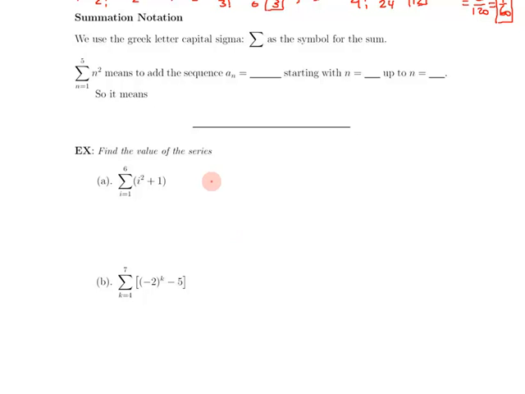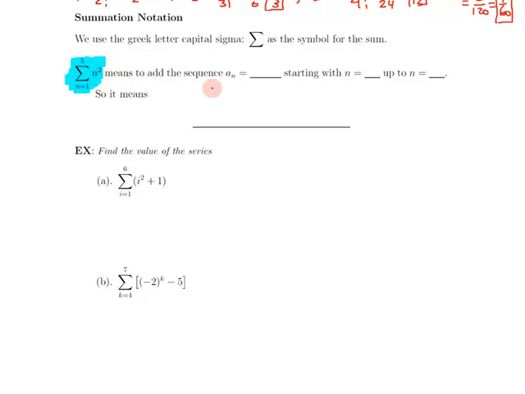Now we're ready to start talking about summations, which will lead us to the definition of what's called a series. We use the Greek letter capital sigma, which looks like a giant E, as the symbol for the sum. So if I were to write this expression right here, notice I've got the Greek letter sigma, with n equals 1 underneath it and 5 above it, and sitting next to it is n squared.